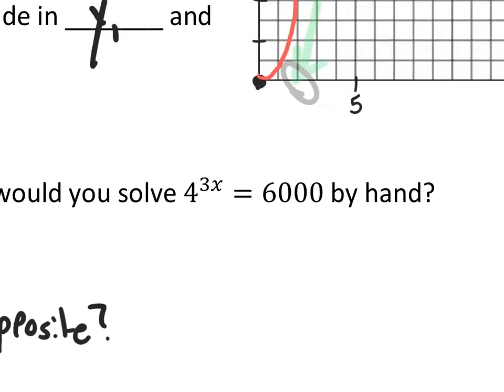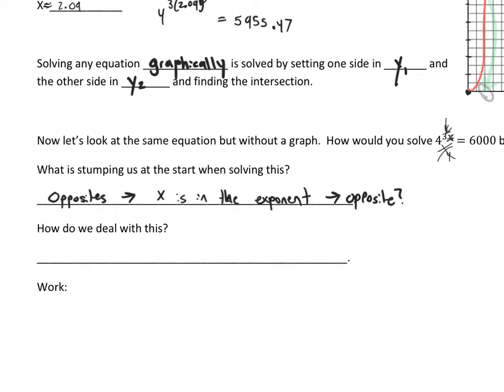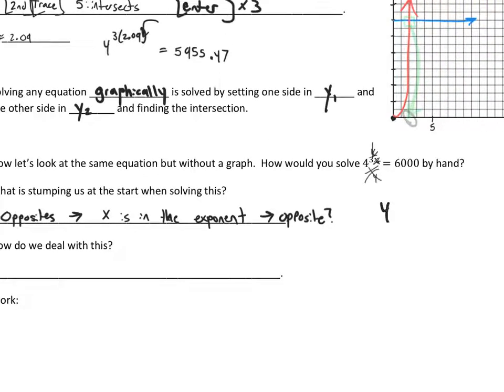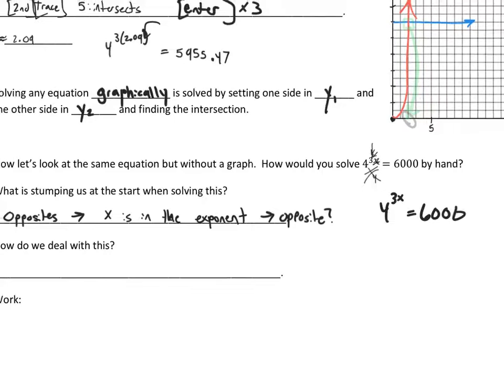Here's what we can't do. I can't divide both sides by 4 because I have to take care of the exponent first. I can't even divide by 3 to get rid of that 3 because that 3 is in the exponent. So we're essentially stuck until we can figure out what we need to do to fix the fact that x is up in the exponent area.